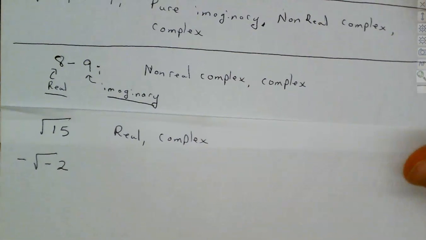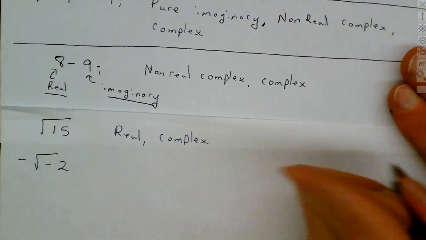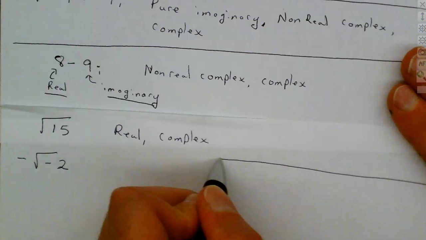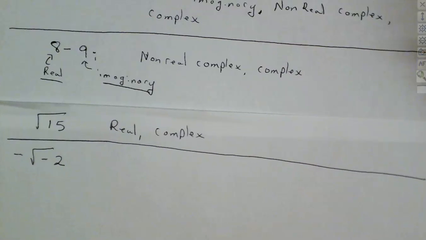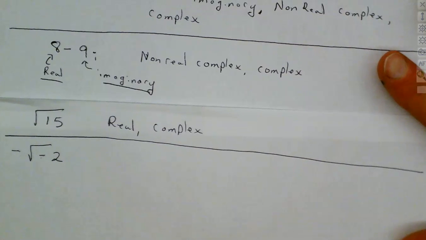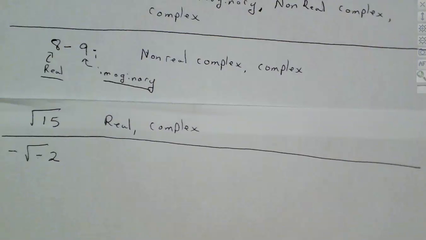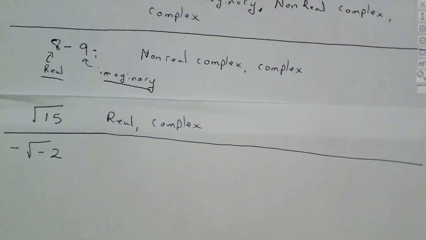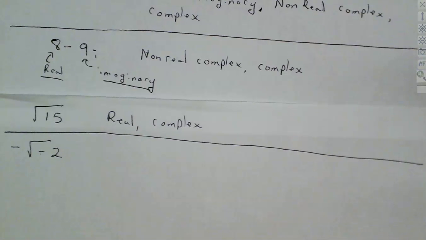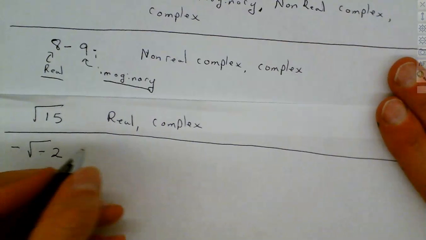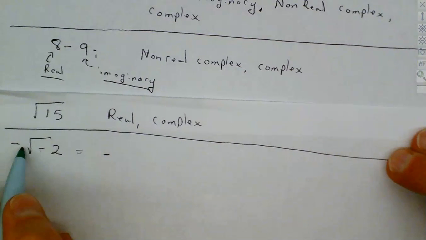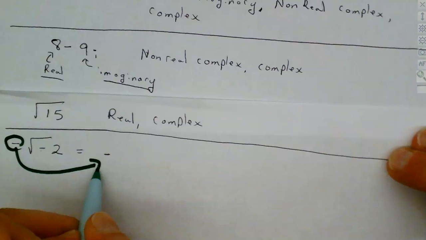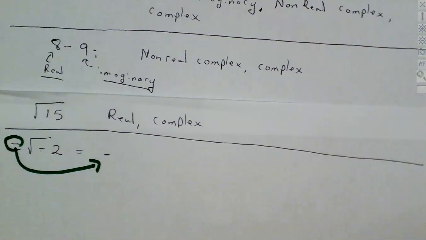Okay, let's look at this one. Now, resist the urge again to cancel those out. We can't. Can we break down the square root of 2? No. Many times you won't be able to. So we can't break down the square root of 2. But we have the negative out in front. So that's coming along with it. So that's there. Now what about this negative here?